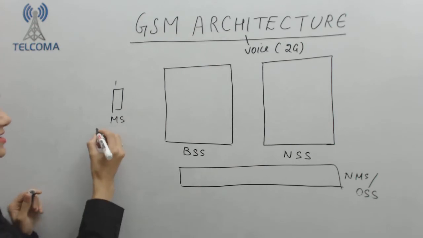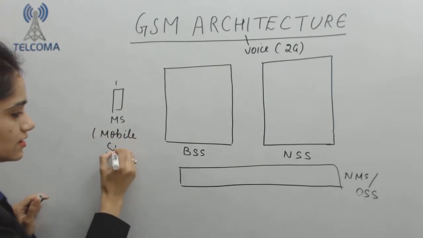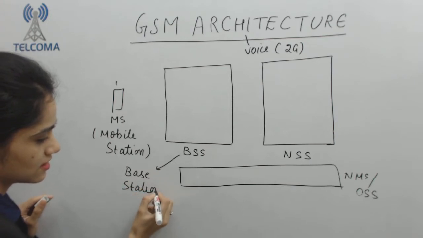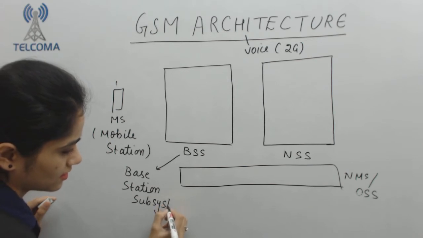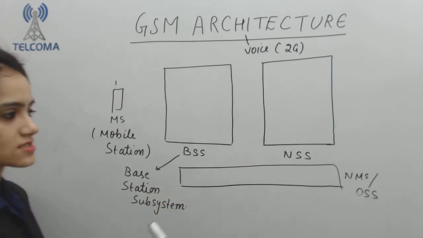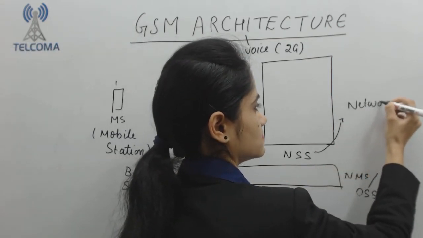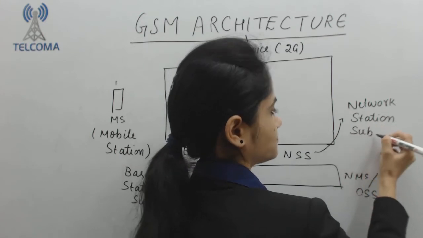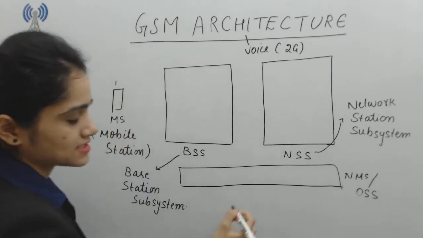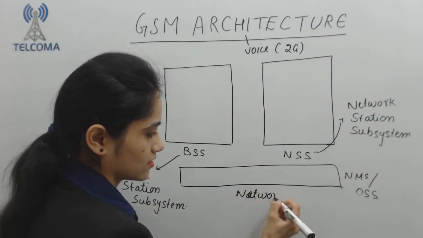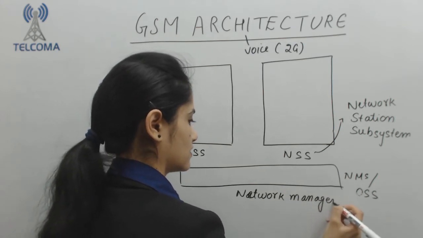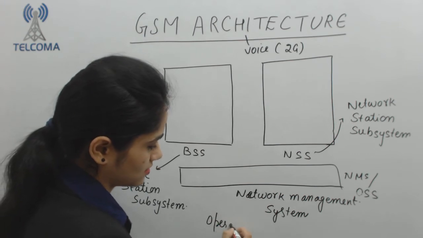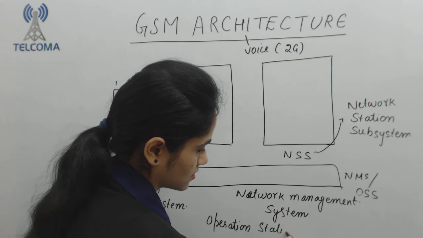Now MS is mobile station. BSS stands for base station subsystem, NSS stands for network station subsystem, NMS stands for network management system, and OSS is operation station subsystem.